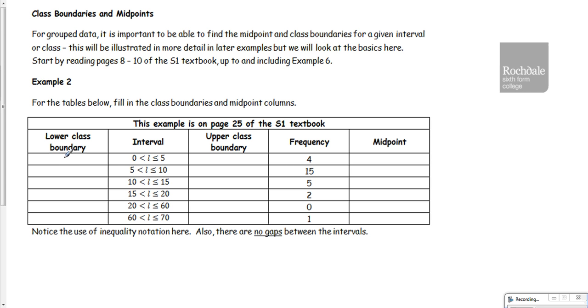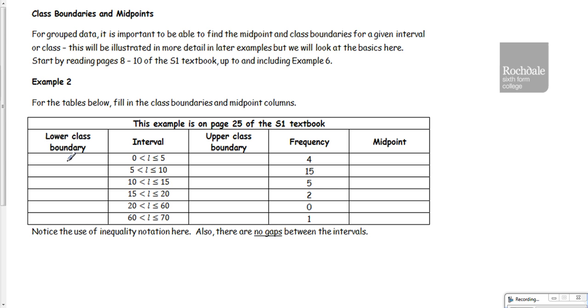The first one uses this inequality notation. The lower symbol means that 0 is not included in the first interval, and we're looking for anything bigger than 0. The top one means that 5 is included in this first interval. We're looking for lengths, presumably, because this is the letter L, that are bigger than 0, not including 0, and that are less than 5 or equal to 5. Similarly, moving down, 10 is not included in this interval, but we're looking for lengths that are bigger than 10 and up to and including 15.